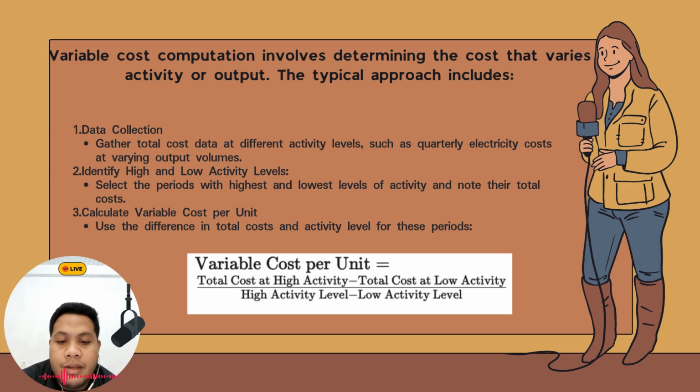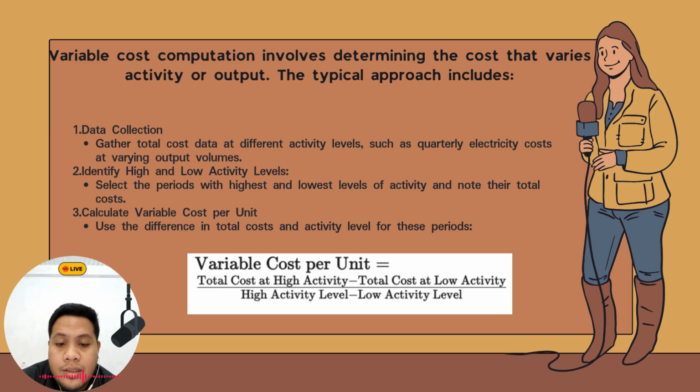Variable cost computation involves determining the cost that varies directly with the level of activity or output. The typical approach includes data collection, identifying high and low activity levels, calculating the variable cost per unit, and determining the total variable cost at any activity level.